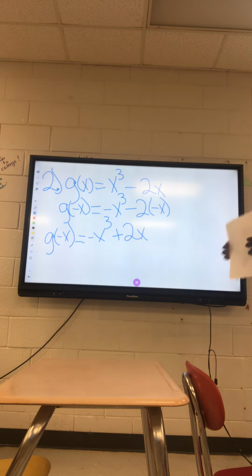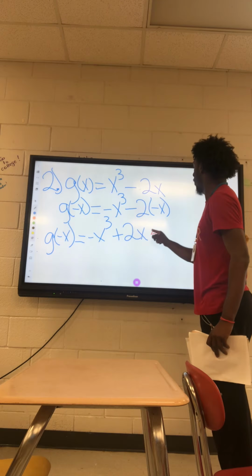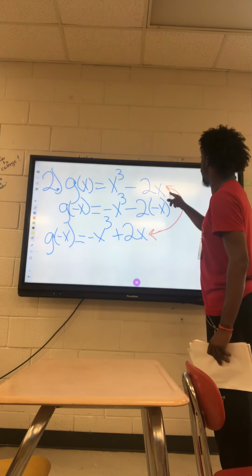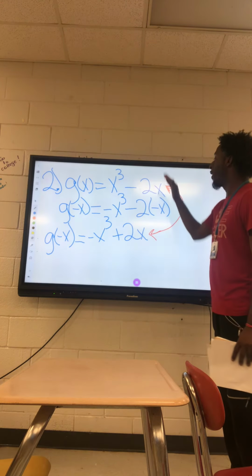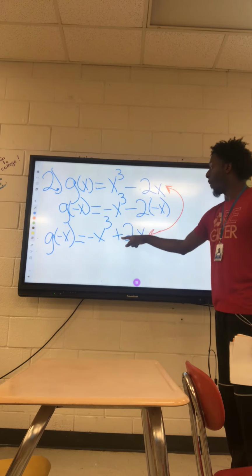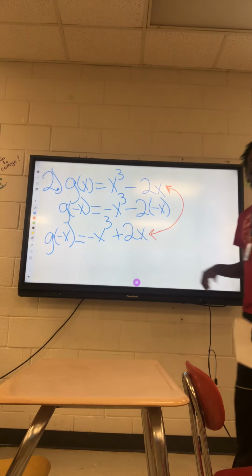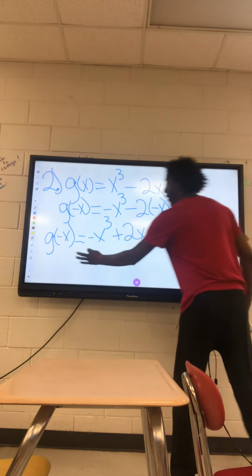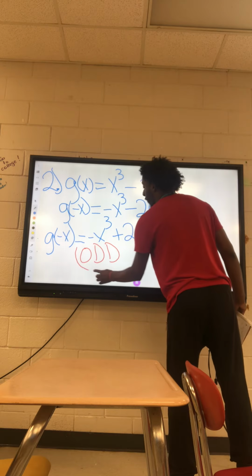Now, if you notice, I don't know if anybody caught that, this is the exact opposite of that. This one is x cubed minus 2x. This one is negative x cubed plus 2x. So these signs are opposite. So if you remember from what we did earlier, if we have the same thing but we ended up flipping those signs, we would end up with an odd function.